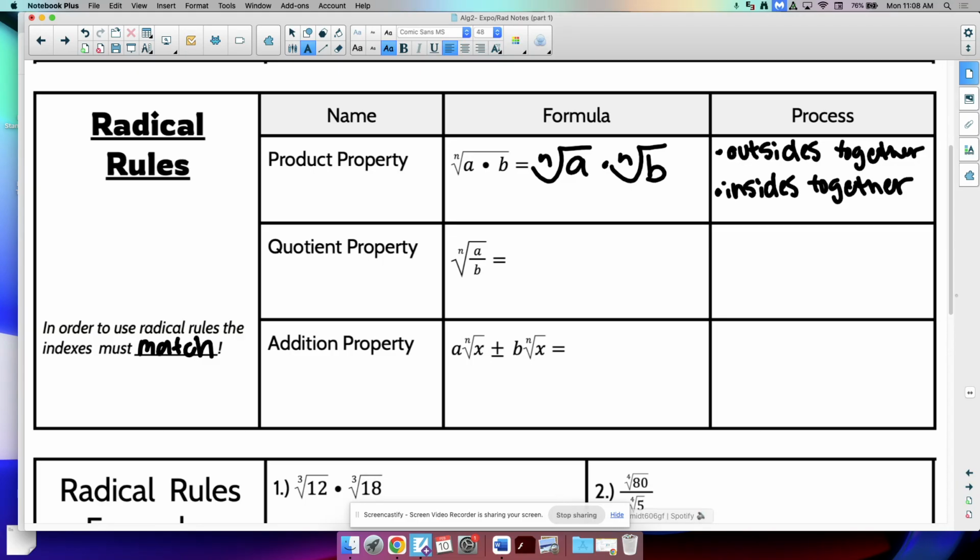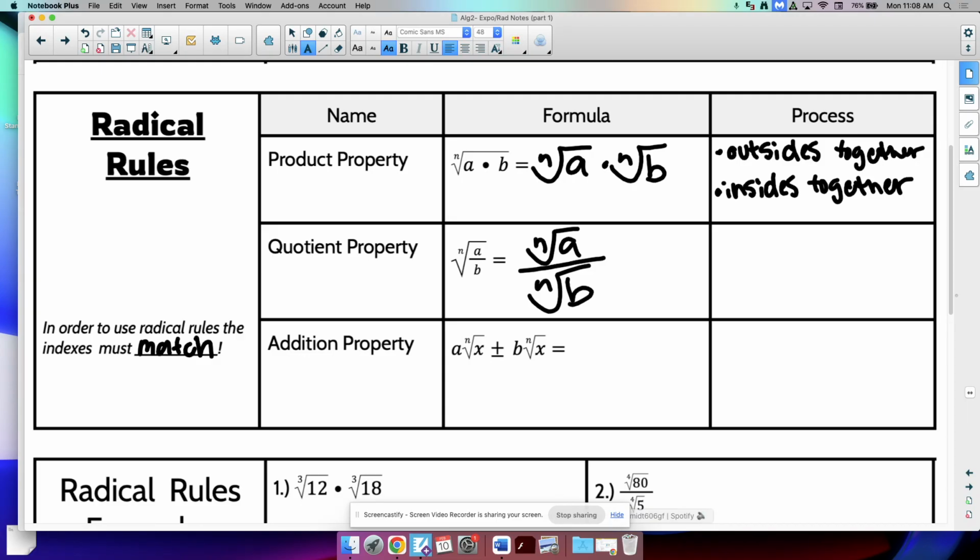The second rule, the quotient property. If you have a radical of a fraction, does that radical go to the top, the bottom, or both of them? Both of them. So you guys have, again, done this before. If you have a fraction, the radical goes to both.